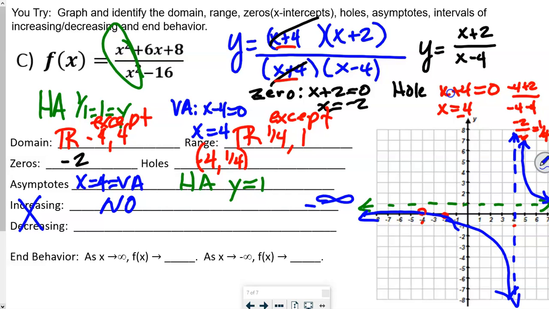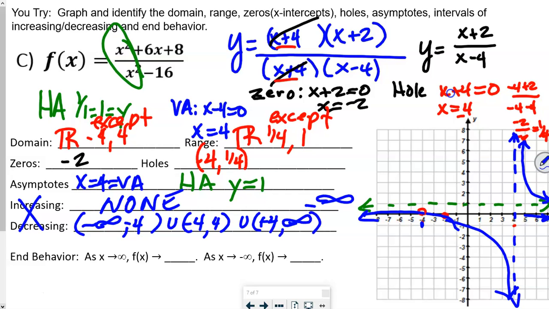And then we're going from -infinity to where? Right here, right? To -4. And then we're going to go from -4 to where? Where the other vertical asymptote is. To +4, right? So from, sorry, that was supposed to be -4, y'all, to +4. And then we're going to go from +4 over here on, right? To infinity. So +4 on to infinity. That's our decreasing, okay?